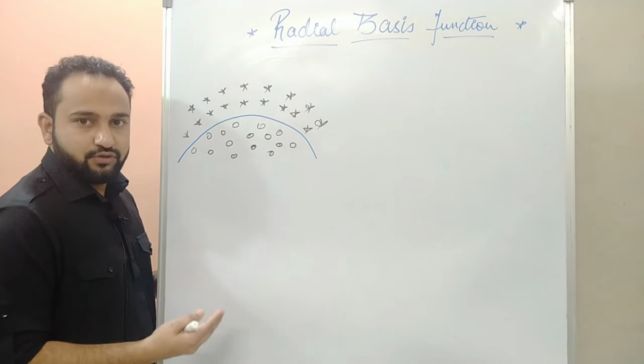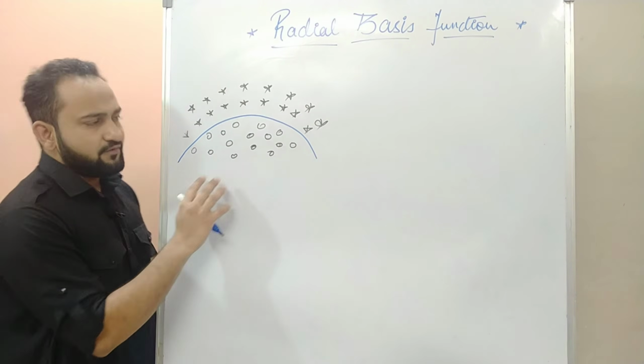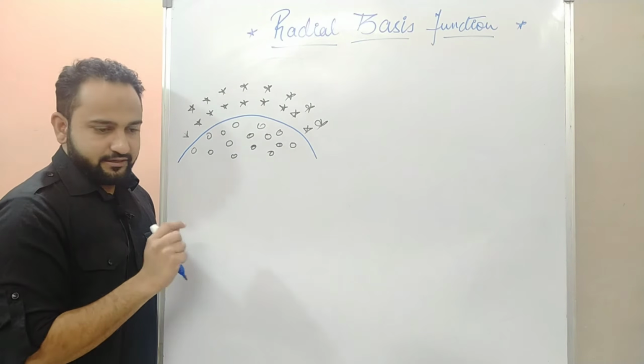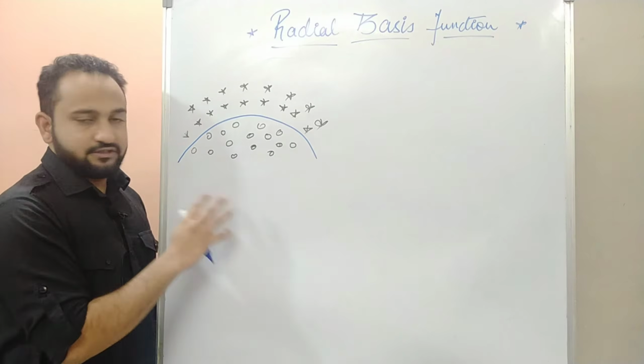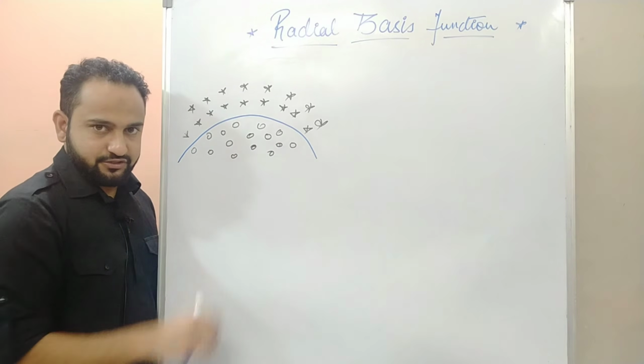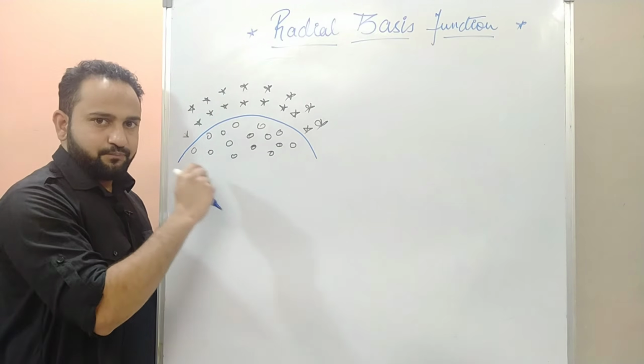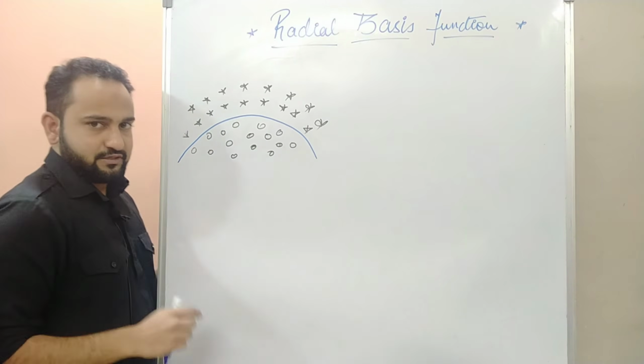So what other thing does it do? Now see, we have this data set, right? The first thing that RBF will be doing is, if required, if the data set is very complex, it will increase the dimension. Otherwise, if the data set is not too complex, it will try to perform the second step. Now what's the second step?